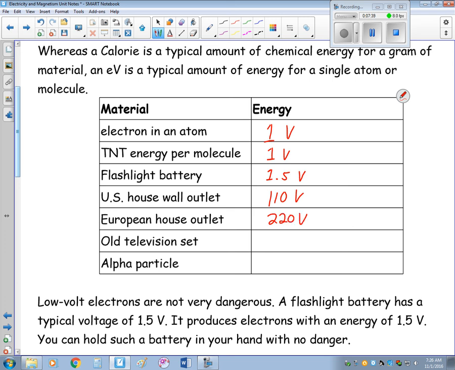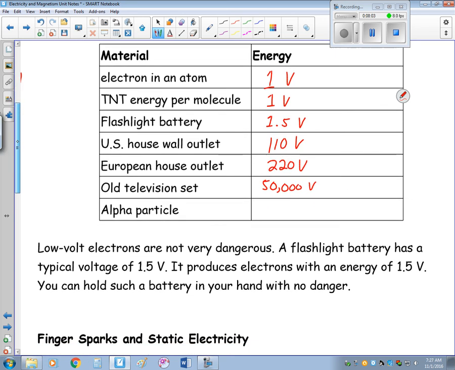The voltage in Europe is regulated to be a little higher than it is in the United States. So in Europe, it's 220. If you had an old television set, 50,000 volts. We'll discuss how you can go from 110 volts to 50,000 volts later, but there is a device that'll do that for you.